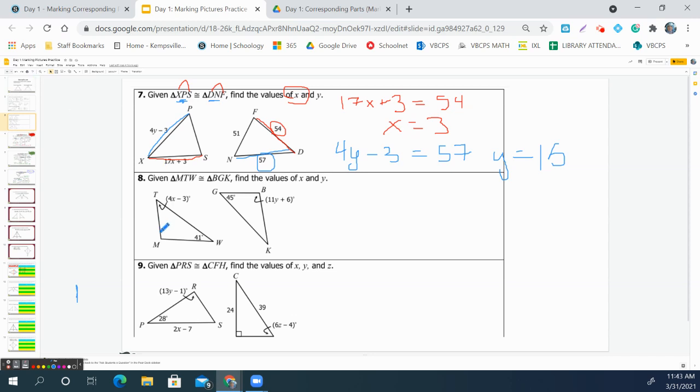I like it. So M and B go together, and T and G go together, and W and K. So what equation can I set up? T equals 45, I see in the chat, and then 4x minus 3 equals 45. So G and T, right? So 4x minus 3 equals 45. So x equals 12. So I want to add 3 to both sides and then divide by 4.